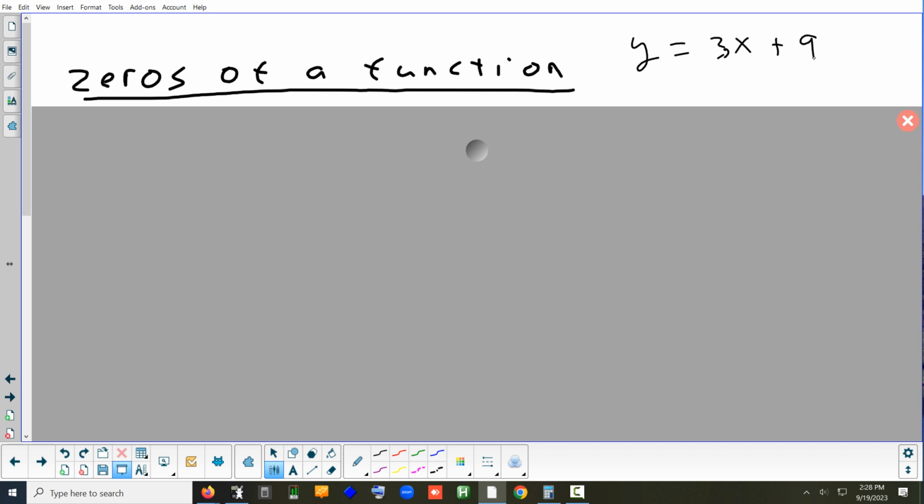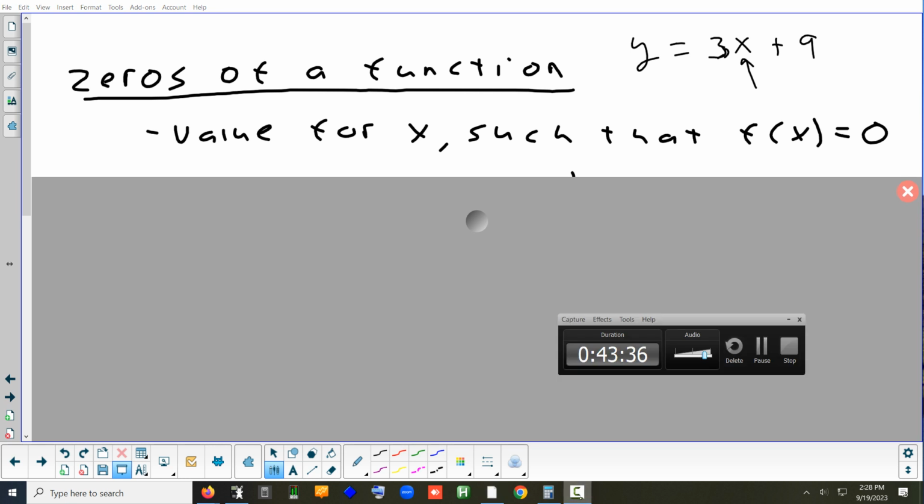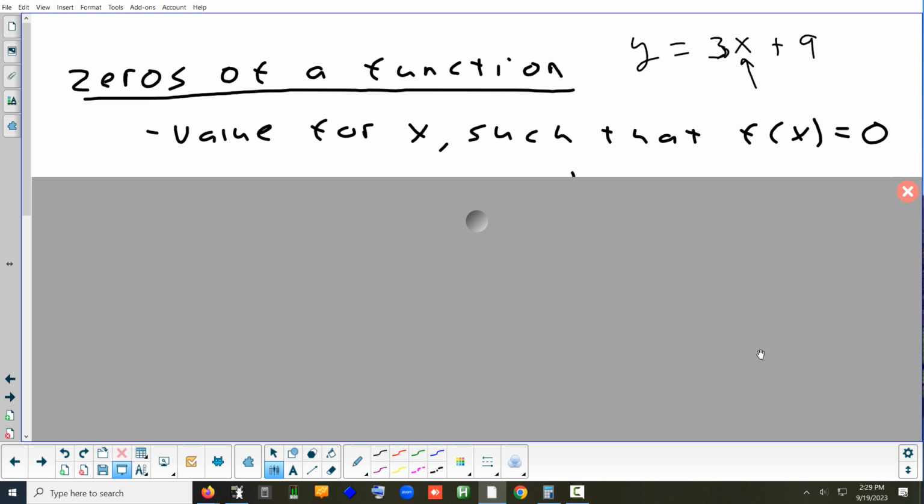The zero of a function is basically a number that I could plug in for x, and the answer comes out to 0. So does anybody see the number that I could plug in for x right there? And I would get an answer of 0. Yep. Negative 3. -3. That is the only number you could plug in for x and get an answer of 0. So a value for x such that when you plug it in, you get 0 for y.